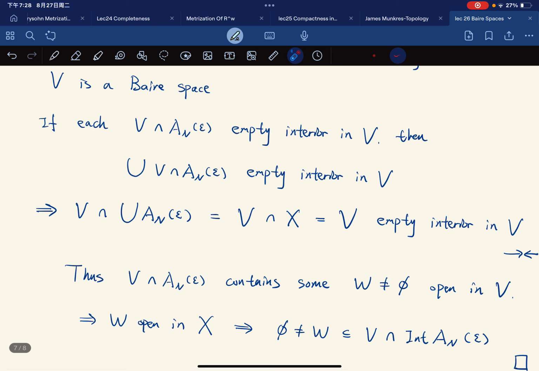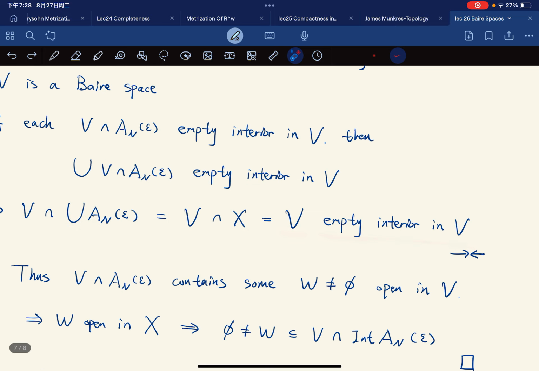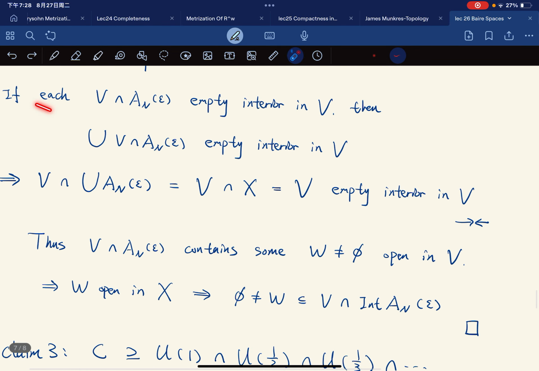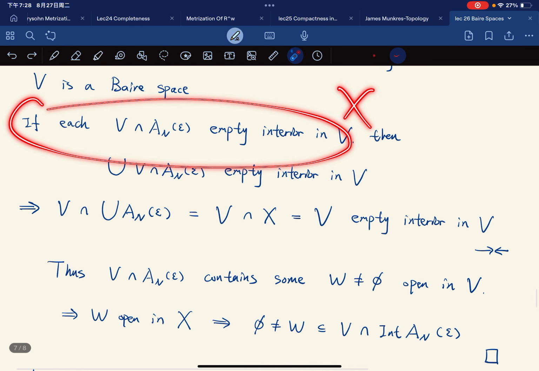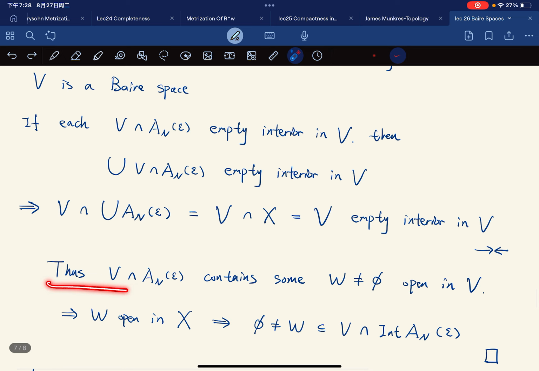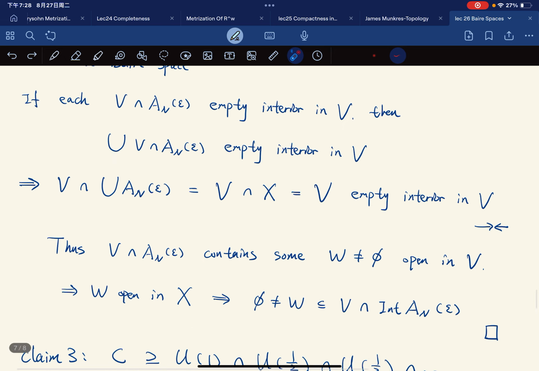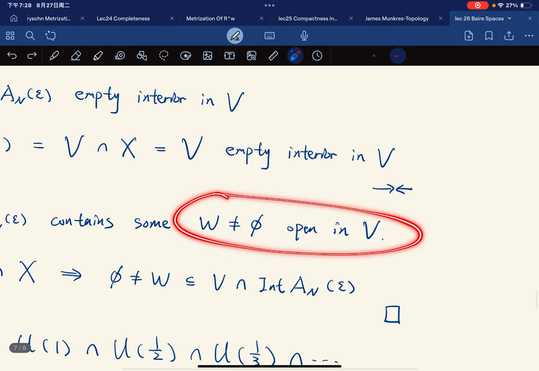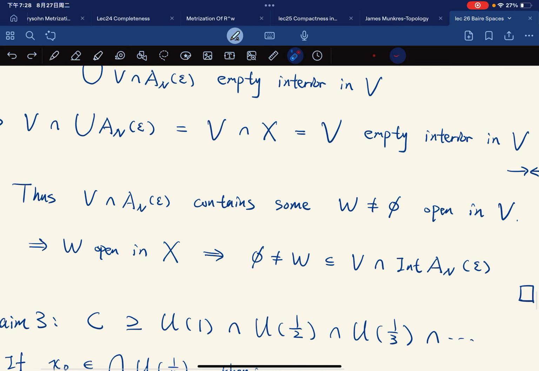So if each of them has empty interior, then the union of them has empty interior in V, which means that this set is equal to this set. Then this is equal to V, since they expand to X. So V has empty interior in V, which is clearly ridiculous. So this is false, which means there exists an n such that V intersect A_n^epsilon contains some non-empty open set W in V. It's not empty interior. And W is open in V, V is open in X, so W is open in X.